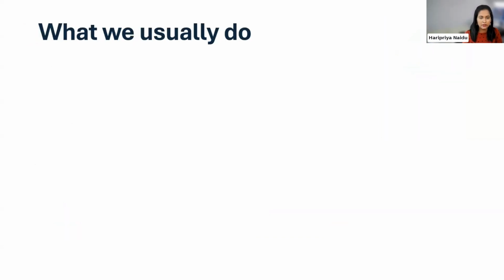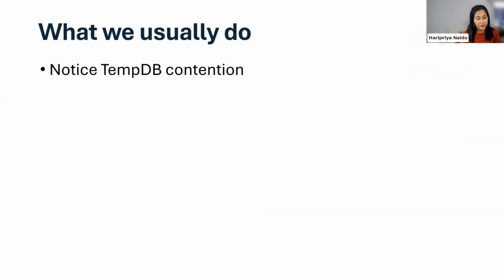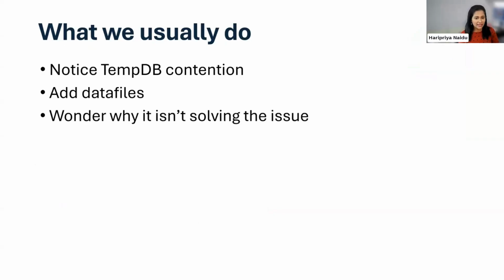All right. So what do we usually do when we notice TempDB contention? Well, at least I can tell you what I do when I notice TempDB contention. I just go ahead and add the data files in TempDB and expect the issue to go away, because that's how it has always been, right? So whenever I see an issue with TempDB, all right, let me go add 4 data files and the issue will go away. But this one time, it was very stubborn. The issue would not get resolved. And I'm like, adding 4 data files, 8 data files, why is it not going away at all?